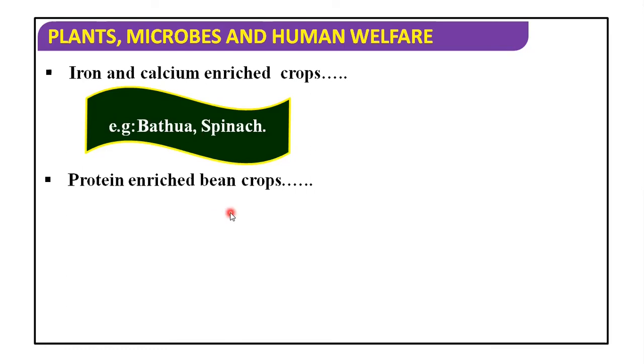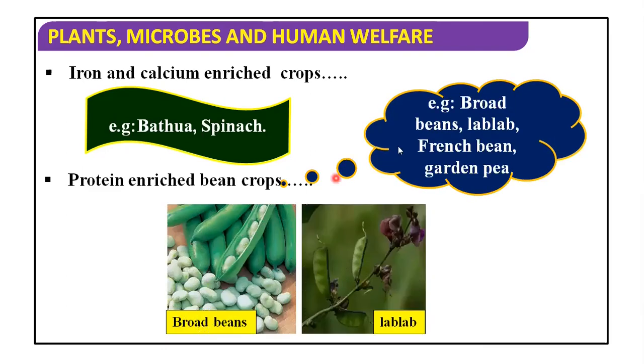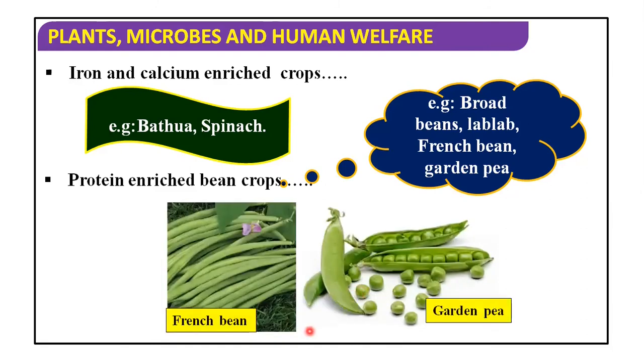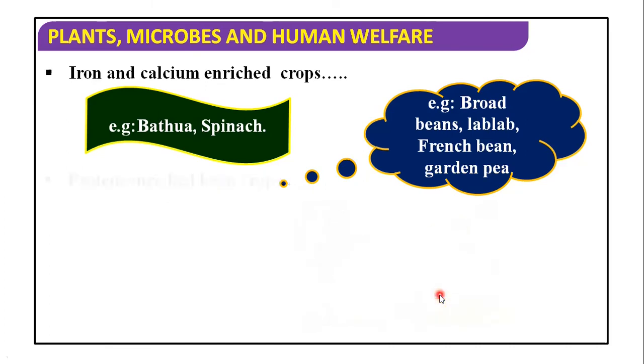Protein enriched bean crops are broad beans, lab lab, French bean and garden pea. See, these broad beans and lab lab also give us protein. French beans also give us protein, and garden pea also.